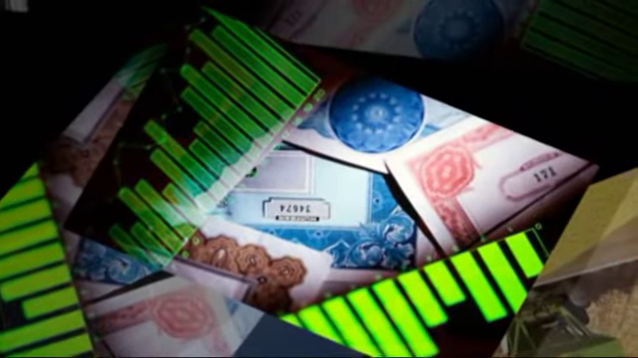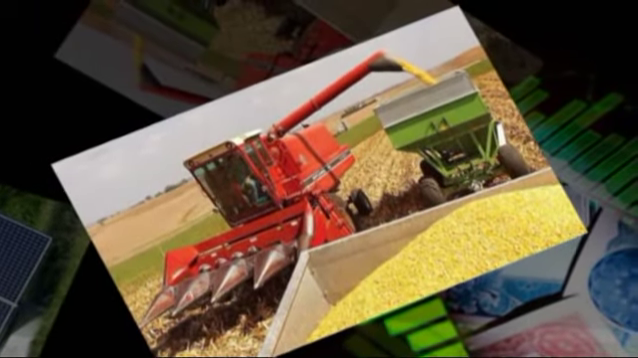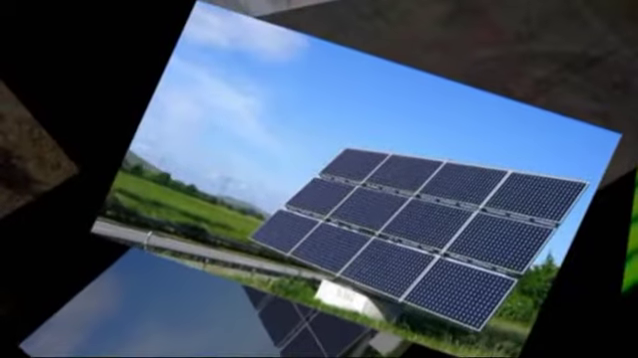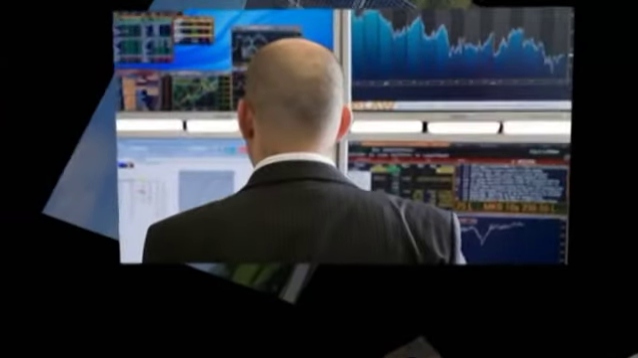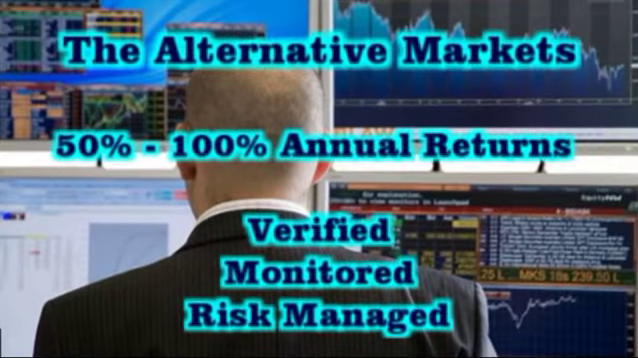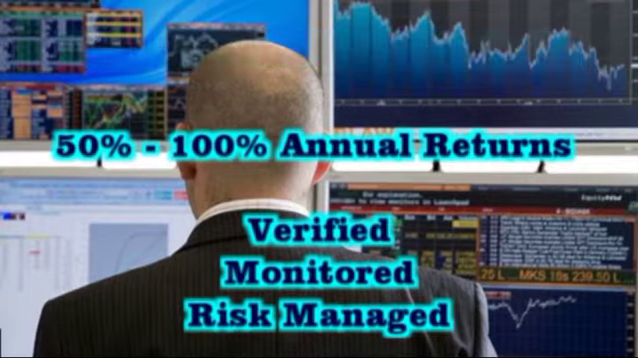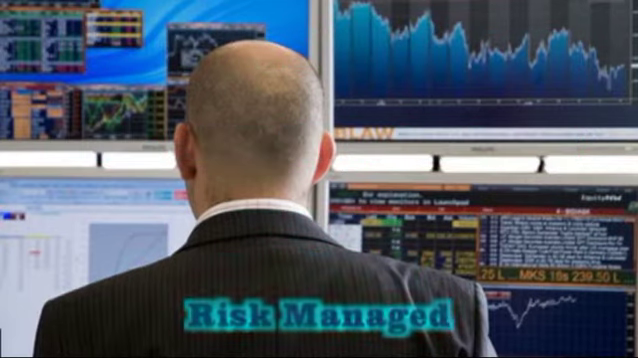Alternative markets, your path to creating wealth. In this video, we introduce the alternative financial markets and explore how they can create substantial wealth for you much more quickly. In fact, these markets can provide you with passive annual returns of 50 to 100% or more in your portfolio. First of all, what are the alternative financial markets?